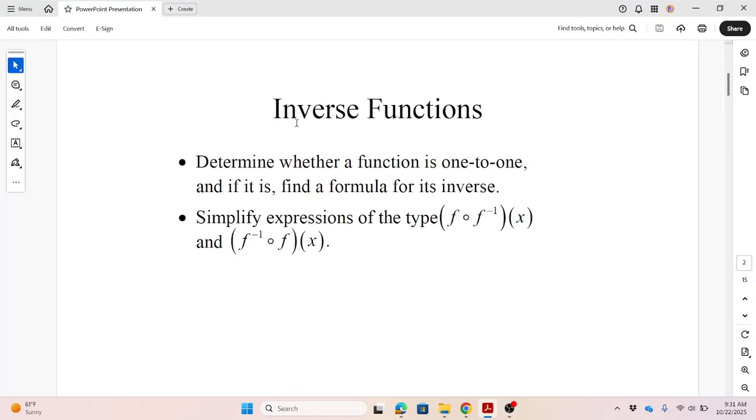So in this section, we're going to talk about inverse functions. There are two objectives. First one, determine whether a function is one-to-one, and if it is, find the formula for its inverse. So keep in mind, the only function for which inverse is possible is one-to-one function. That's the reason we need one-to-one function. And then eventually, this is the notation for inverse. If you try to find the composition of function and its inverse, what happens in both order? That's what we're going to do.